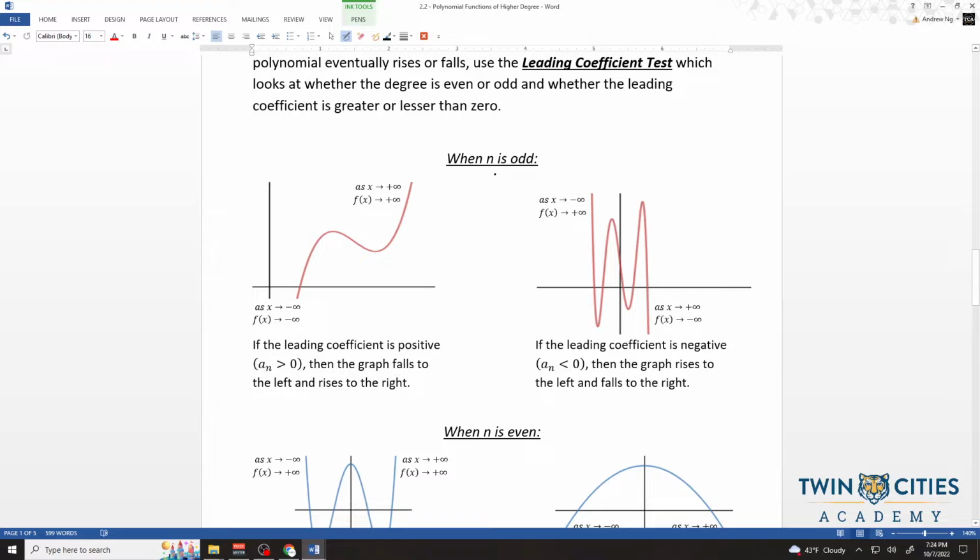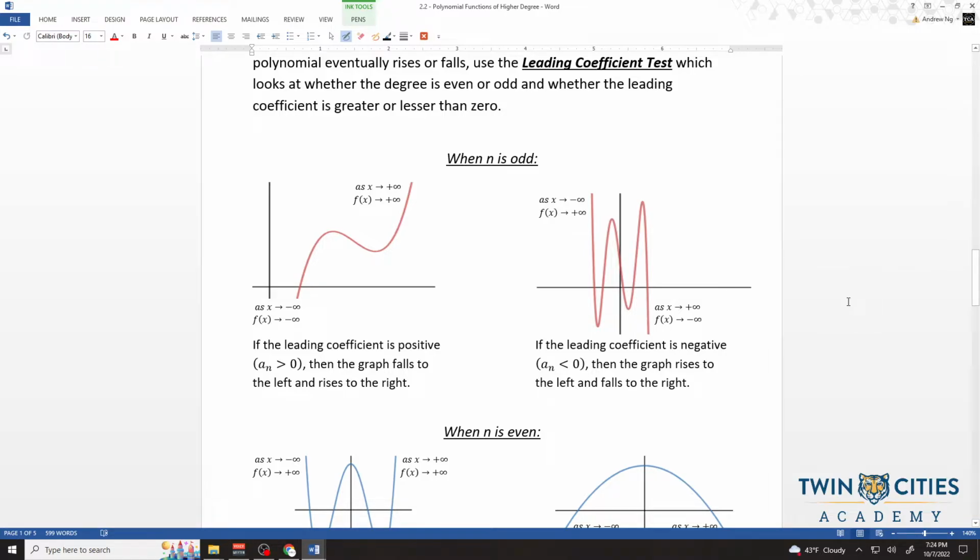So again, n is odd, positive, we go down to the left, up to the right. When n is odd, but the leading coefficient is negative, we go up to the left and down to the right.